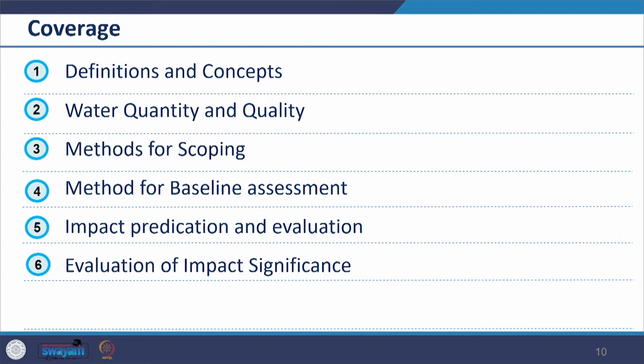We'll also look at water quality, fluvial geomorphology, and methods for scoping like checklist and the source pathway receptor model. We'll also look at methods for baseline assessment, as well as impact prediction and evaluation from indirect sources and direct sources. We'll also look at different softwares which are available for the purpose. And finally, we'll look at the evaluation of impact significance.